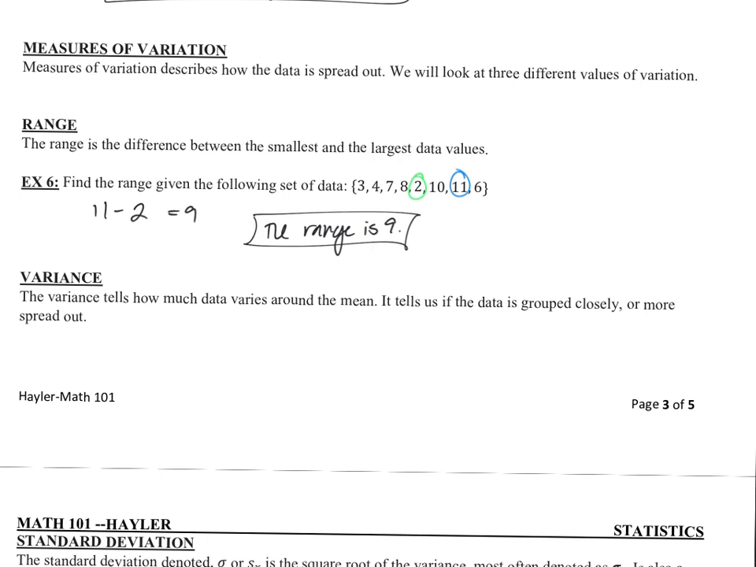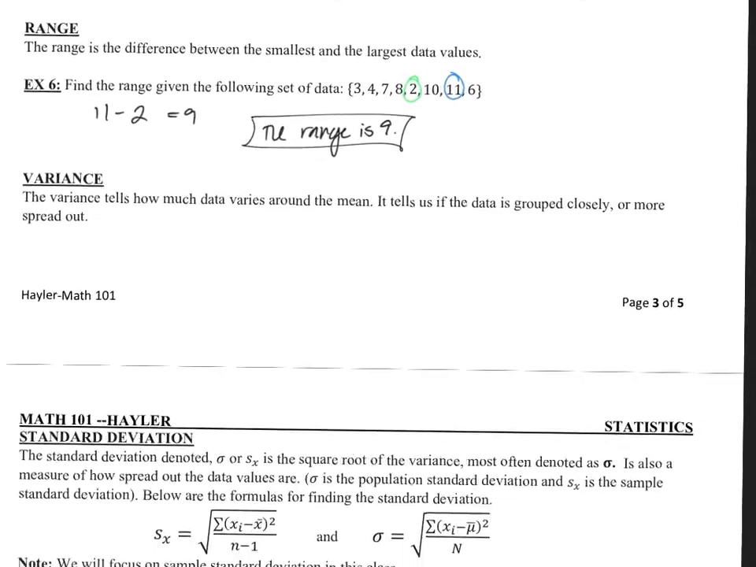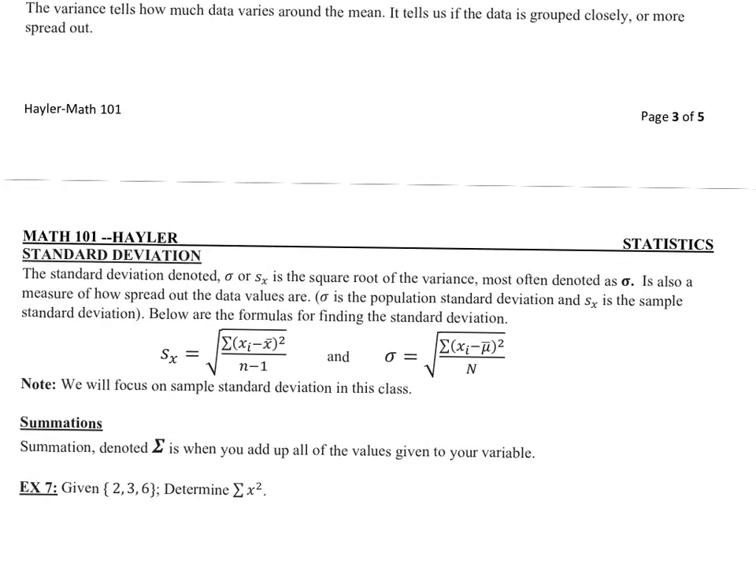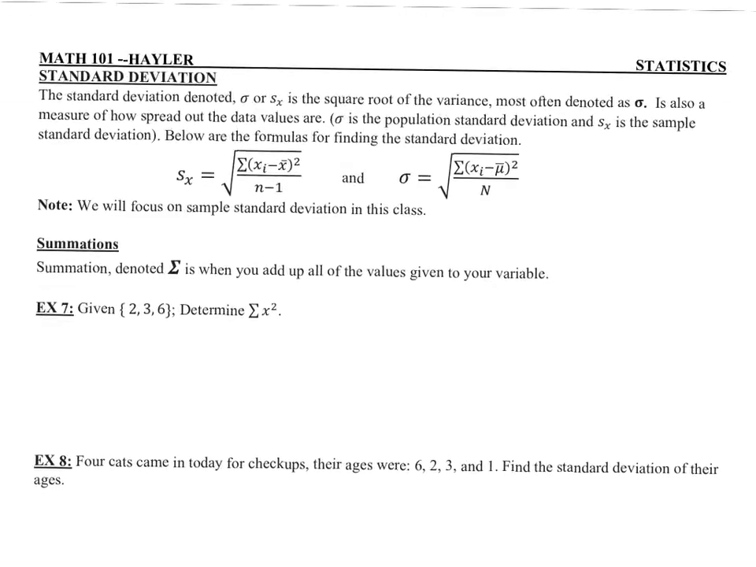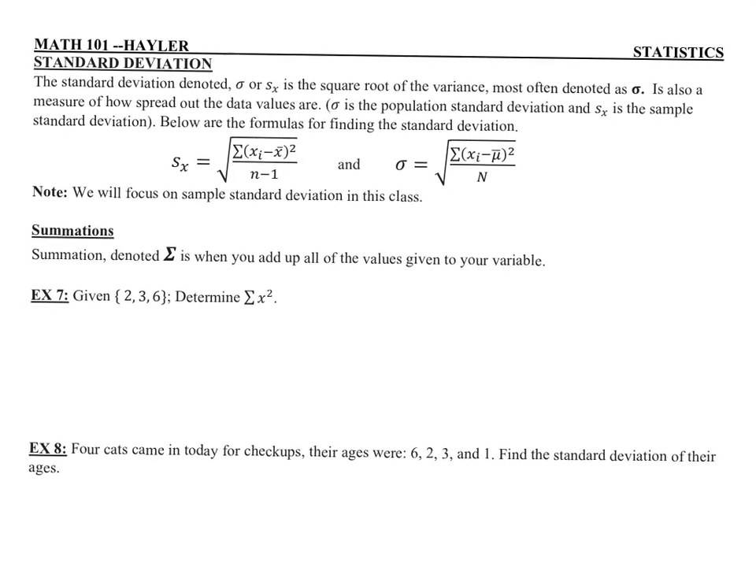Okay, so next we have variance. The variance tells how much the data varies around the mean. It tells us if the data is grouped closely to our mean value or more spread out. The variance is nice, but normally what we use is something that's tied to the variance, which is called standard deviation. You may have heard this word before.